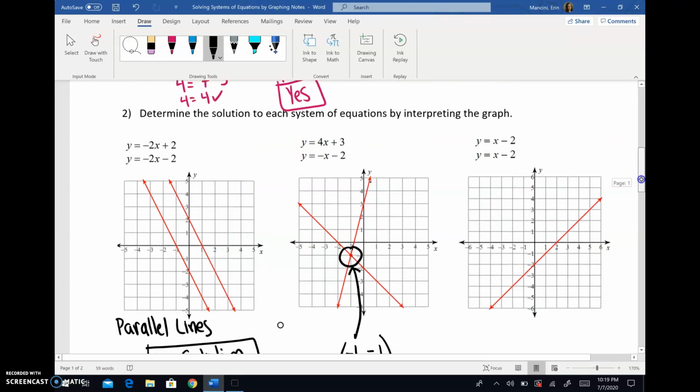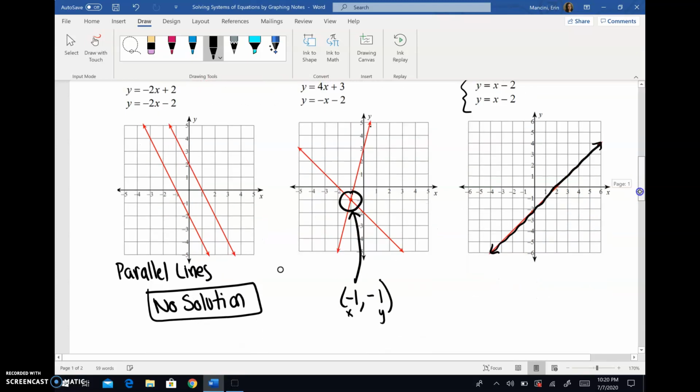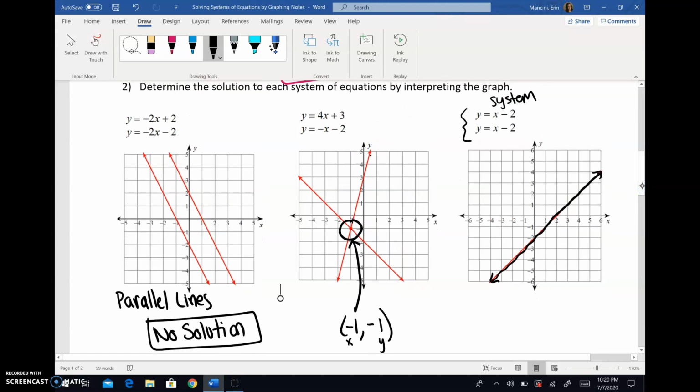Okay, and this one here, you'll notice there's only one line, but if you look at the equations, you can see why. Okay, there are actually two equations, so this is still a system, but they're exactly the same equation. So basically what you see here is one line is graphed exactly on top of the other line. So it looks like one line. So if we're solving a system and you ask yourself, what x and y combination do they have in common? You would say all points in common.